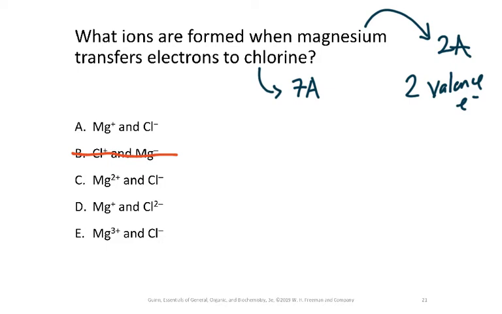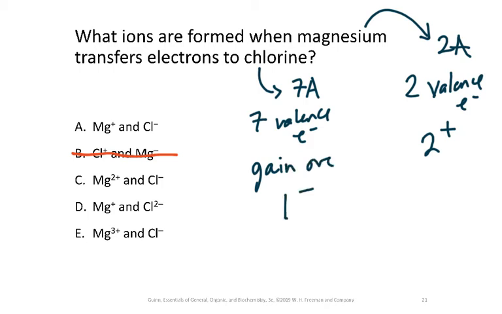It will lose those 2 and make a 2+ charge. Chlorine has 7 valence electrons. It will gain 1, and so it'll have a -1 charge. And so this is the correct answer: Mg2+ and Cl-.